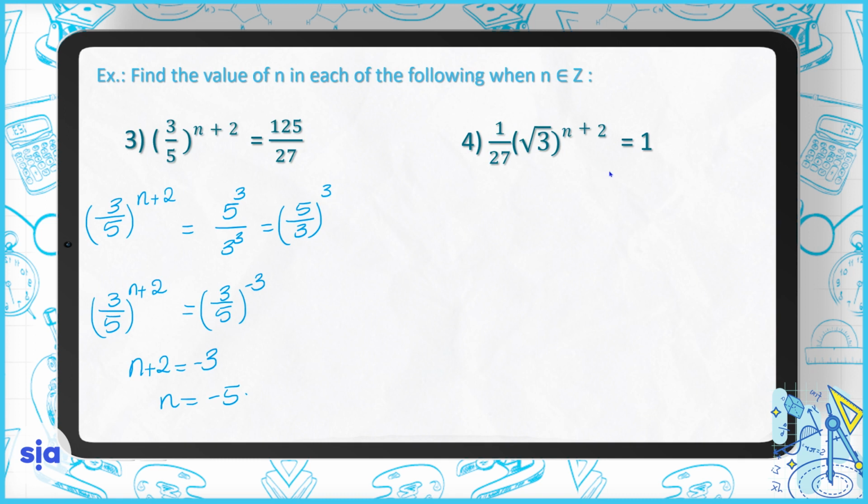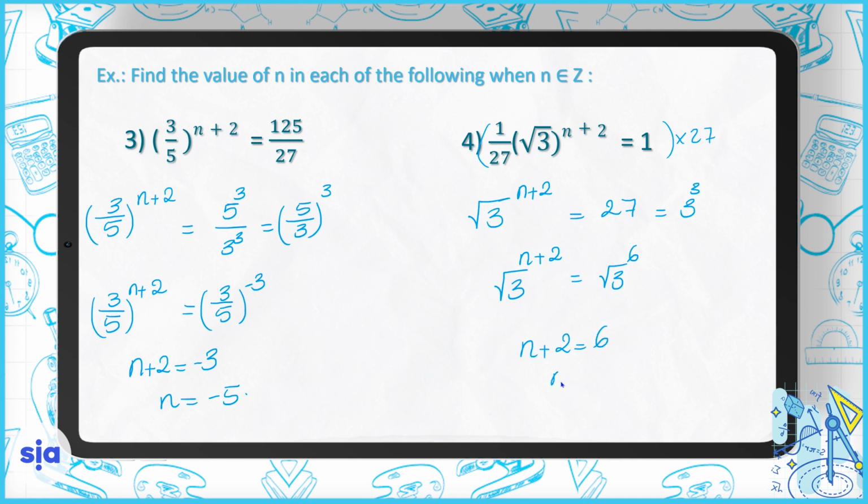For question number 4, how can we find the value of n? We multiply both sides of the equation by 27. So it will be square root of 3 to the power of n plus 2 is equal to 27. We know that the 27 is 3 power 3. So it is equal to square root of 3 with double the power. So now square root of 3 to the power of n plus 2 equals root 3 to the power of 6. If the base is equal to the base, then the power is equal to the power. So n equals 4.